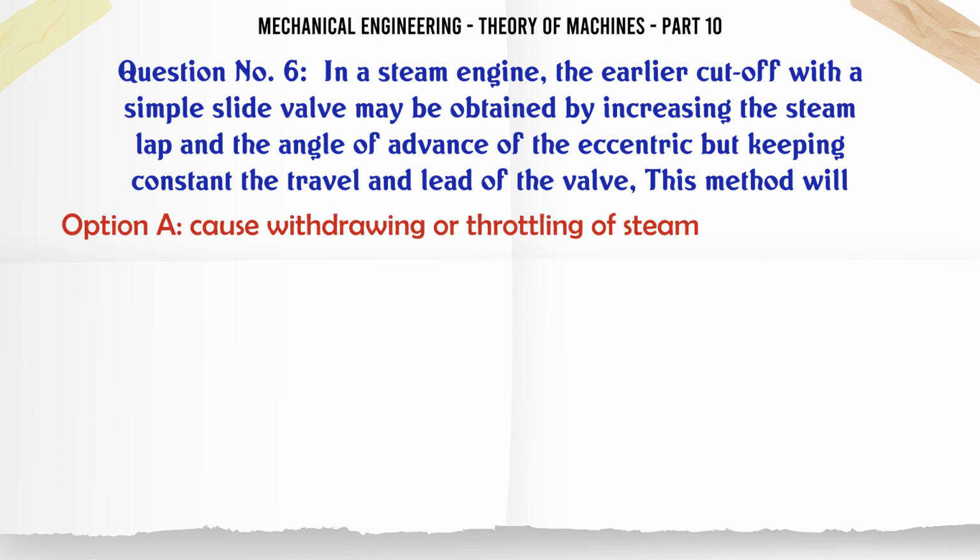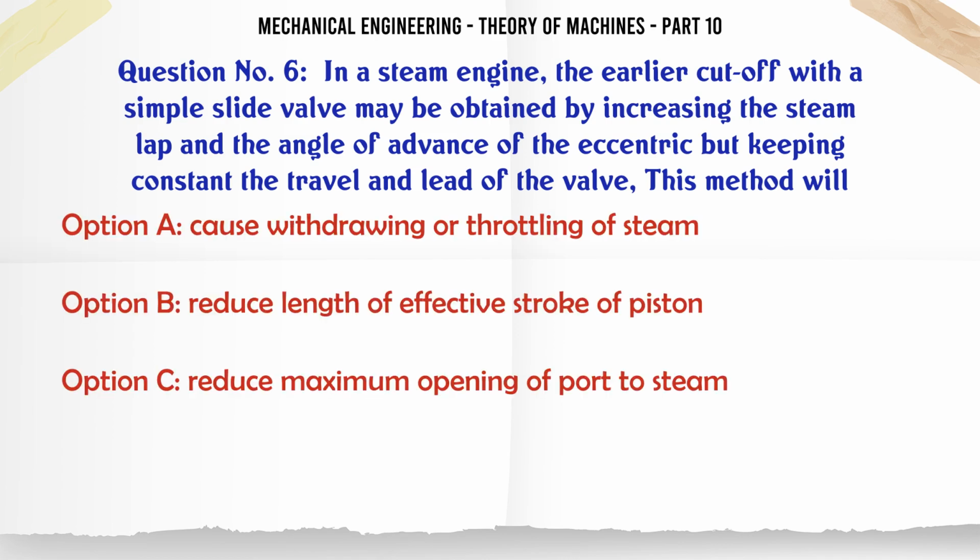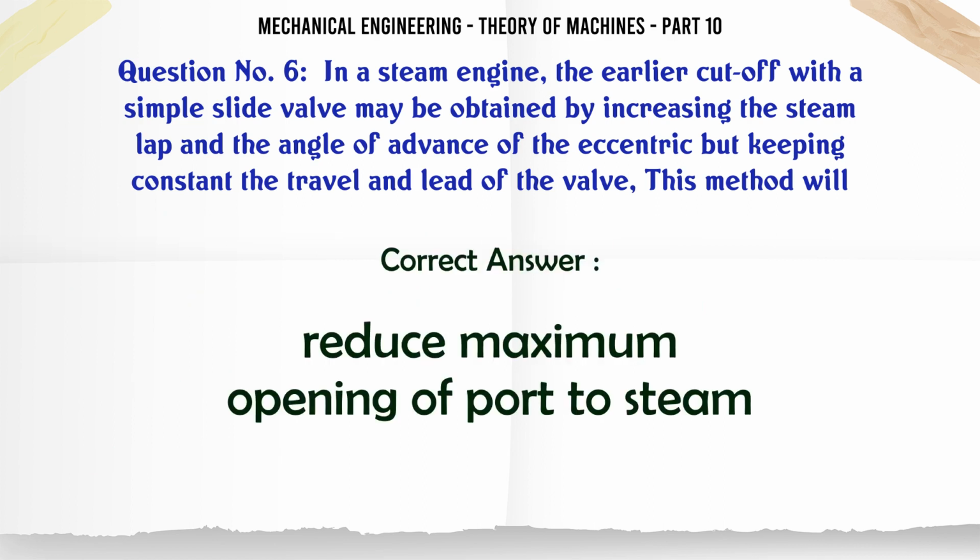In a steam engine, the earlier cutoff with a simple slide valve may be obtained by increasing the steam lap and the angle of advance of the eccentric but keeping constant the travel and lead of the valve. This method will A. Cause withdrawing or throttling of steam. B. Reduce length of effective stroke of piston. C. Reduce maximum opening of port to steam. D. All of these. The correct answer is reduce maximum opening of port to steam.